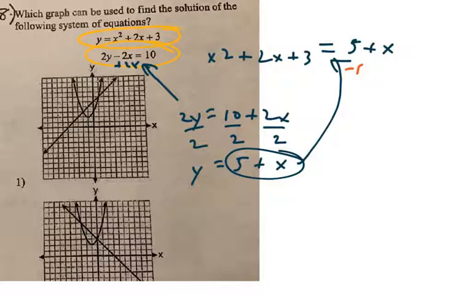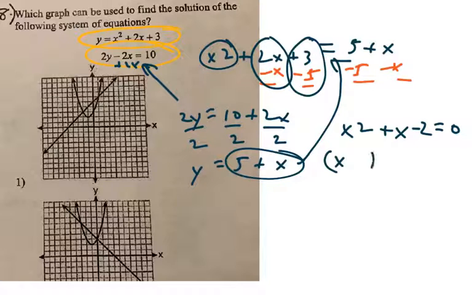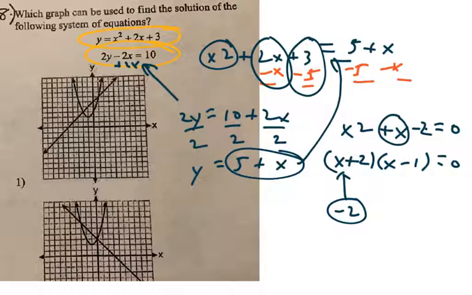All right, so we're going to minus 5 both sides. We're also going to minus x both sides. So we have x squared, 2 minus 1x is simply 1x, 3 minus 5 is negative 2. It equals 0. Again, we could use the quadratic formula, but why not factor it, since it looks so simple. 2 times 1 is 2, 2 minus 1 is positive 1x. That means the graphs better cross at x equals negative 2 and right here at 1.